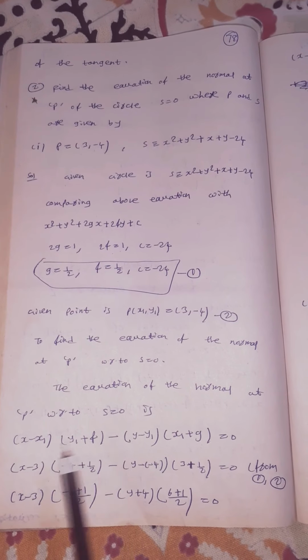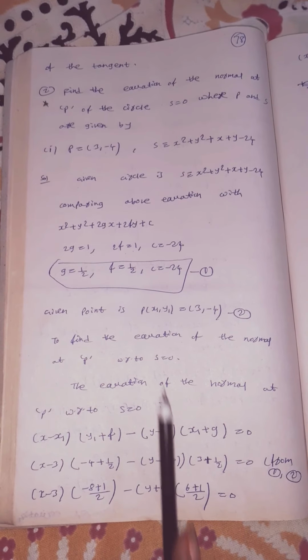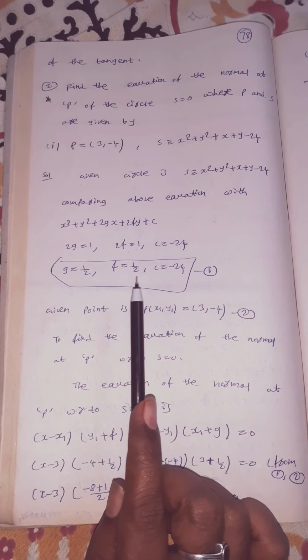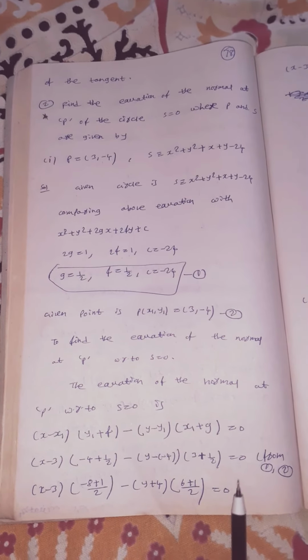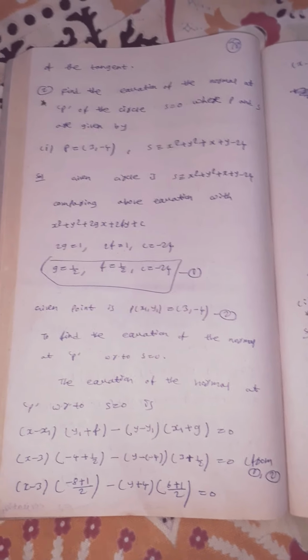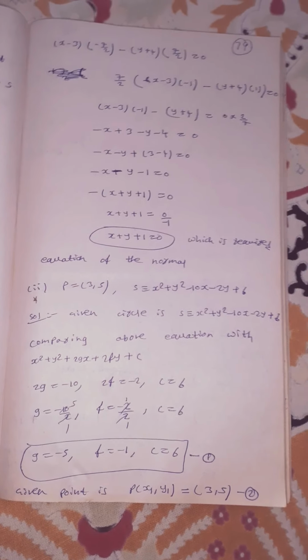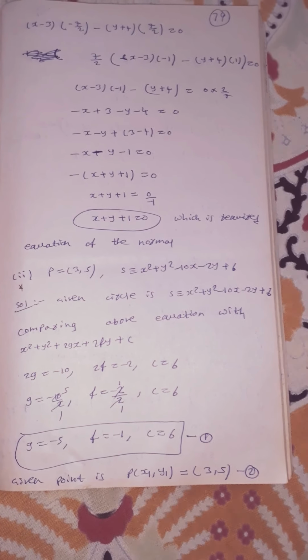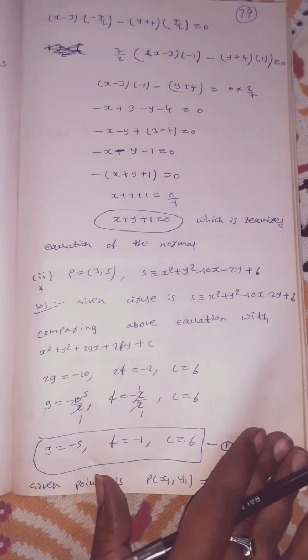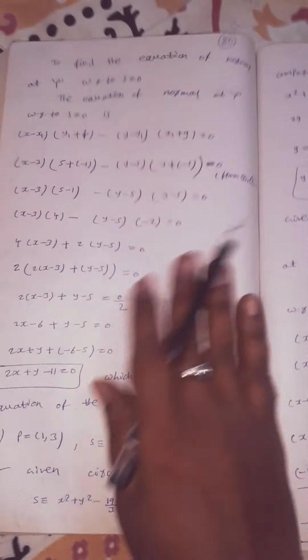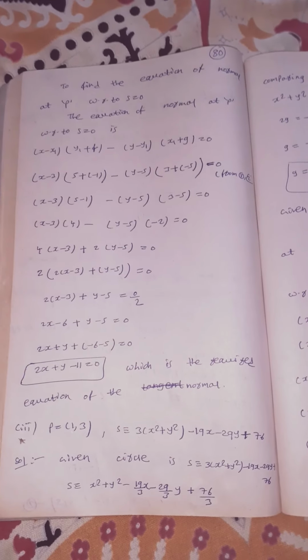I already told the formula for this. Here the x1, y1 values are these, and g and f values are these. These we already did, children. So if you substitute the values and simplify, you will get the equation easily. In the second one also you can do the same process. After doing it you will get the answer.